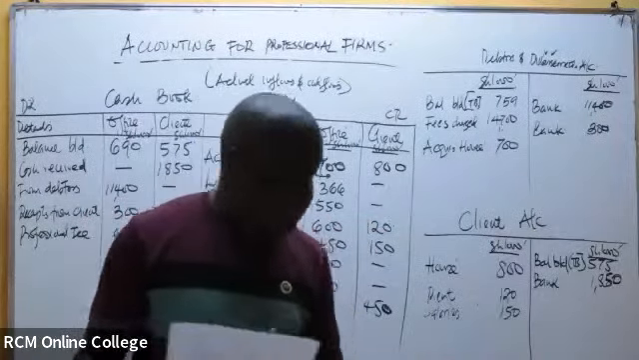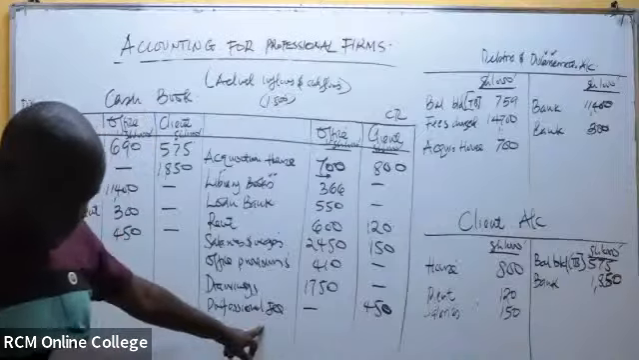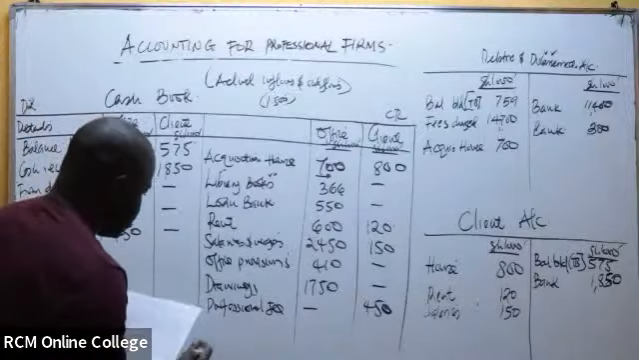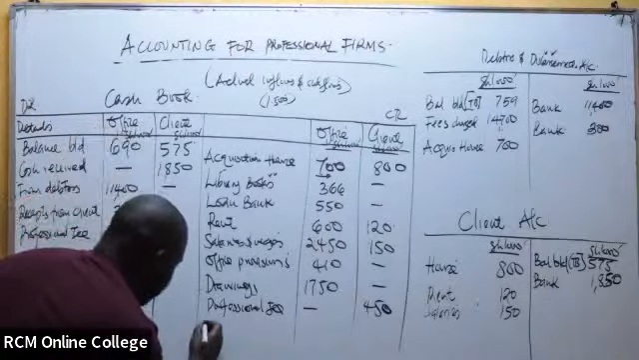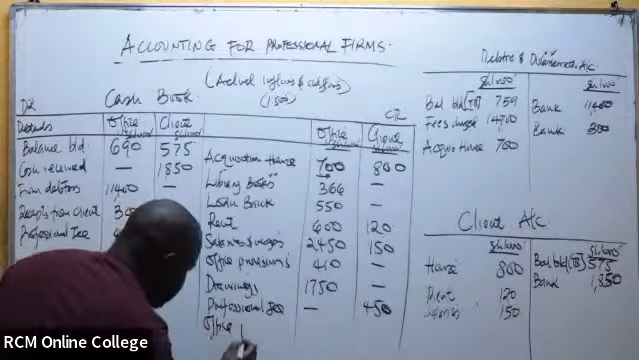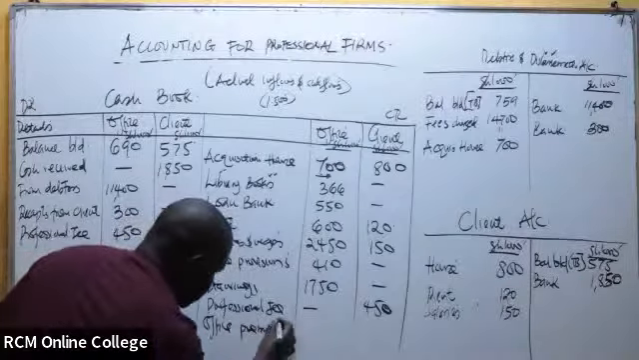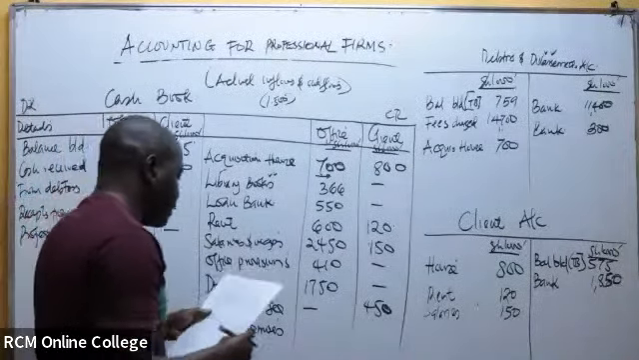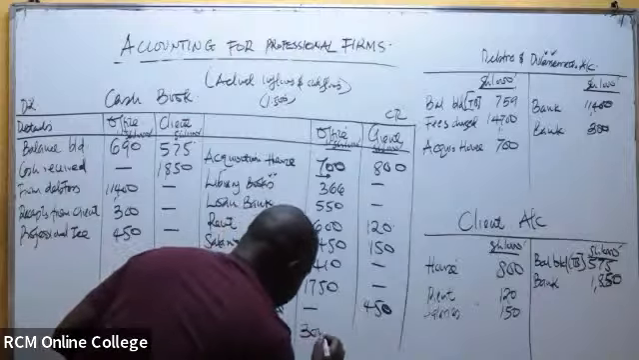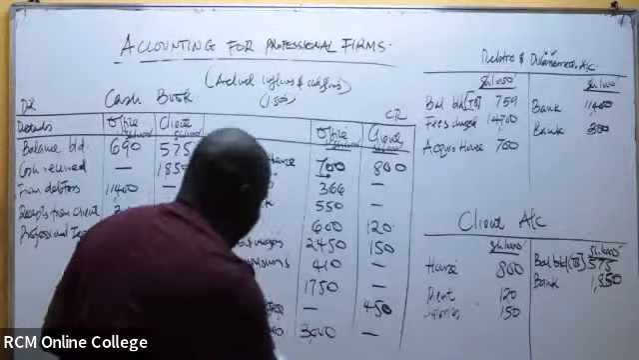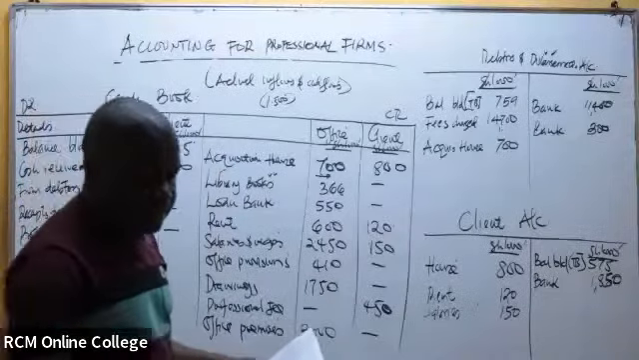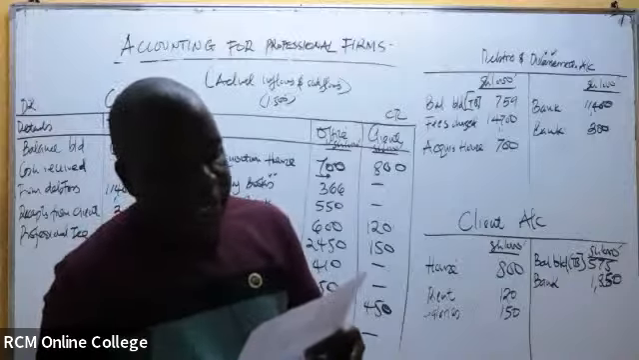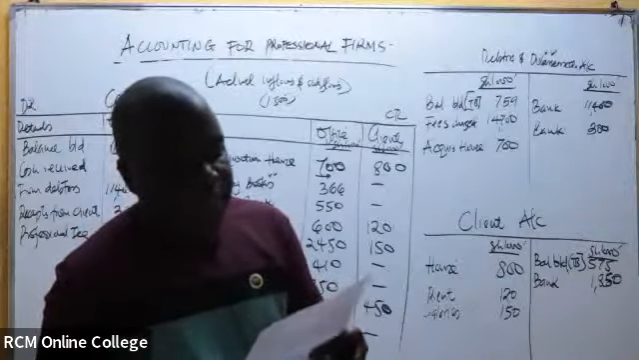So acquired office premises of 6.5 million and paid 3 million cash. It means this one will affect the cash book because they paid cash, so we have 3 million for office premises. It was for 6.5 million, but they paid 3 million as cash. Take note that the remainder, 3.5 million, was financed through a mortgage, which attracts an interest rate of 12% per annum.